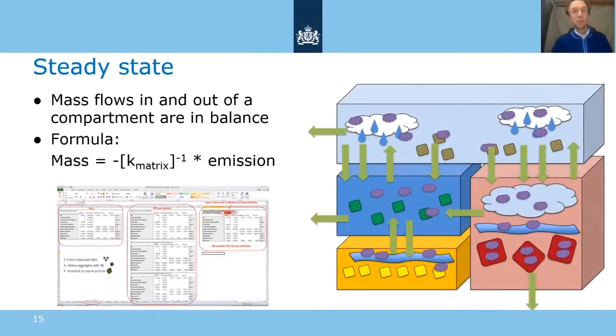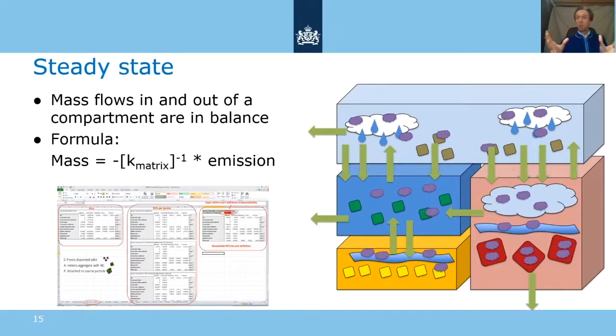Another characteristic of SimpleBox is that it calculates the concentrations in steady state. This means that the mass flows between all the compartments are in balance, right? They're the same. There's just as much going into the compartment as going out. And this is done by a simple calculation. You take the inverse of the matrix of all the rate constants and degradation rates of the compound, and multiply that by the emission, and then you have the mass in each of those compartments of that substance or nanomaterial.